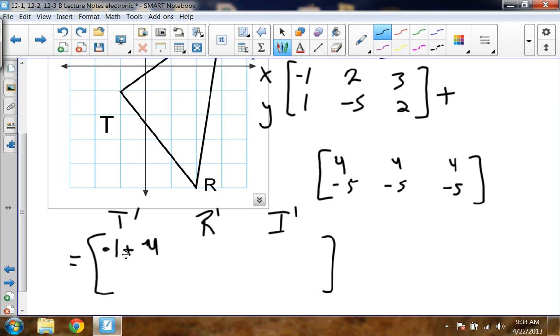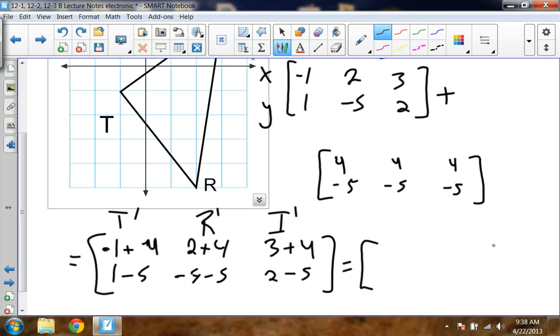So -1 plus 4, 2 plus 4 for R prime's x, and 3 plus 4 for I prime's x. And the y's, 1 minus 5, -5 minus 5, and 2 minus 5. So that equals, and again, you should always have a 3 by 2 matrix here. -1 plus 4 is 3.